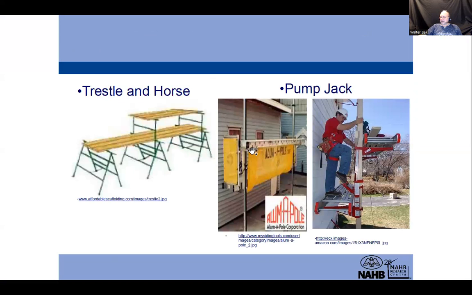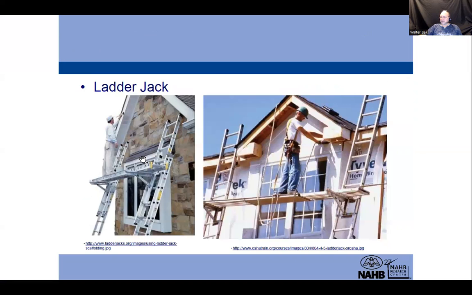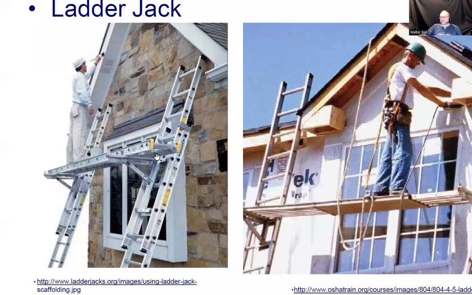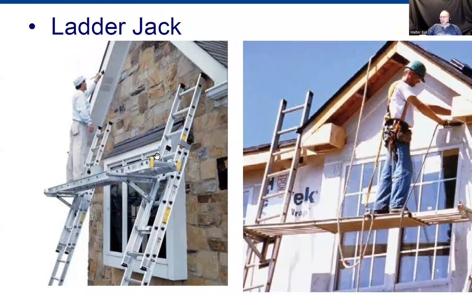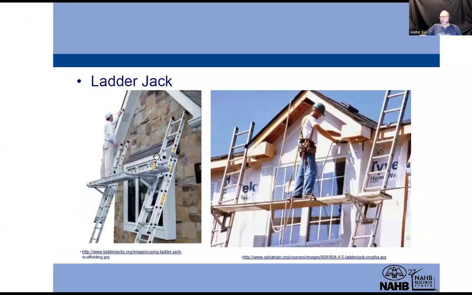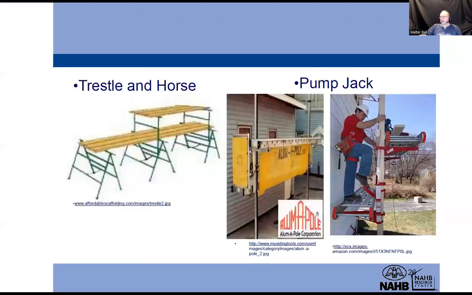Now, just to show some of the idea, this would be the trestle and horse type of scaffold. Right? Now, this here, it's a ladder jack. You put the supports on the ladders, you fasten the ladders, and then you walk on the platform. It's called ladder jack. Where is it? Come on.